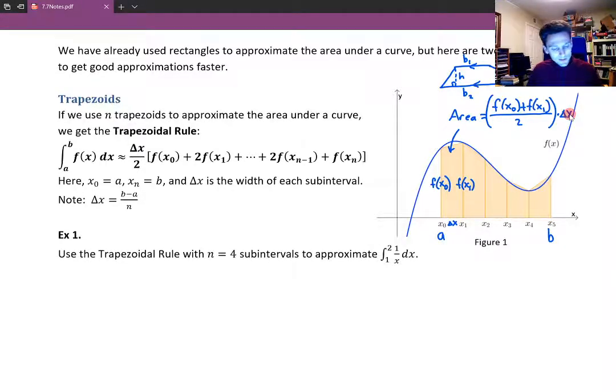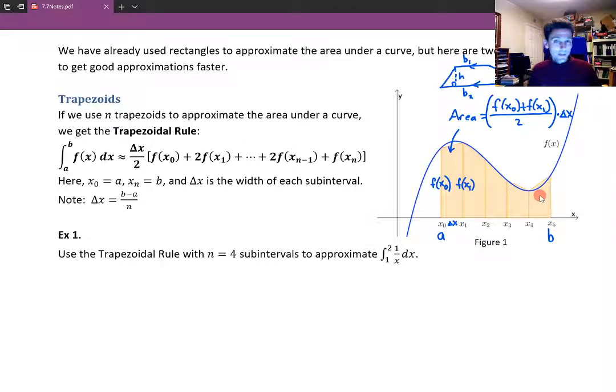And then when you think about the remaining function values that are added, you'll have f of x sub 0 plus f of x sub 1 for the first trapezoid, then f of x sub 1 plus f of x sub 2 for the second trapezoid, and then f of x sub 2 plus f of x sub 3 for the third trapezoid, and so on.